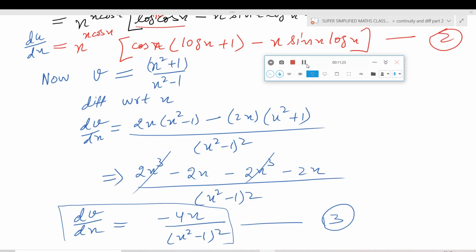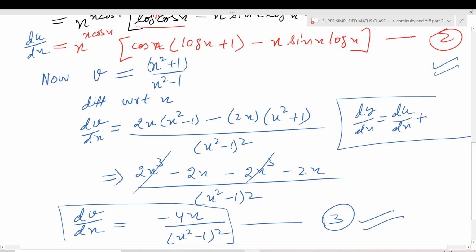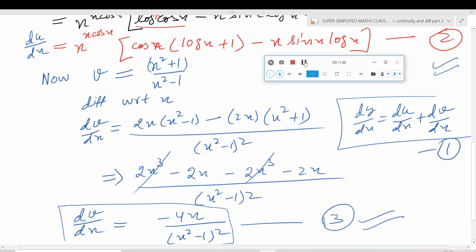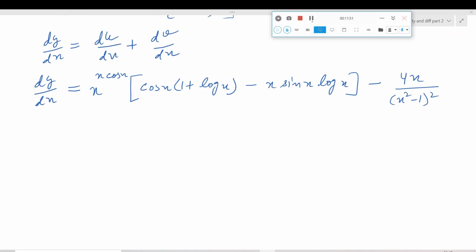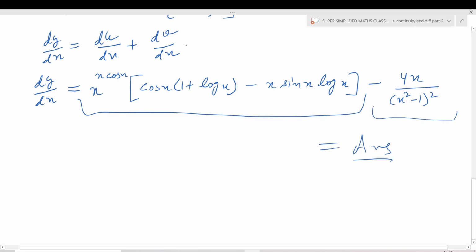Now here you can see on the screen that equation number 2 is giving you the value of du by dx, and equation number 3 is giving you the value of dv by dx. And we know that we have one more equation, equation number 1, that is dy by dx is equal to du by dx plus dv by dx. So we have to substitute both the values in equation number 1. So this is dy by dx. Now this much is du by dx, and this is dv by dx, and hence this is the answer. We have substituted the values of du by dx and dv by dx from equations 2 and 3 in equation number 1.